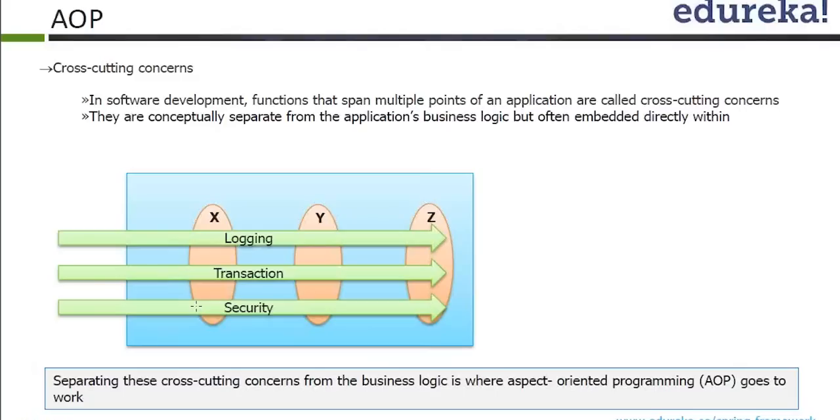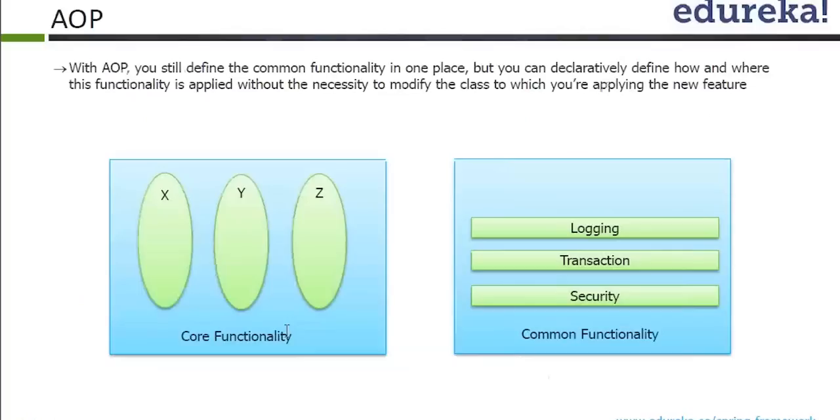Using AOP, we can define common functionality in one place, declaratively, and define where this functionality is to be used, without changing any class. By using AOP, we can say that the logging method should run before the ABC method of this class or after the ABC method of this class. Assume you have ABC and XYZ methods in these classes. At the configuration level, we can say this logging has to be executed before this method, and this transaction method has to run before this method.